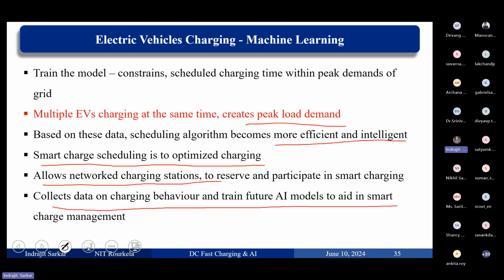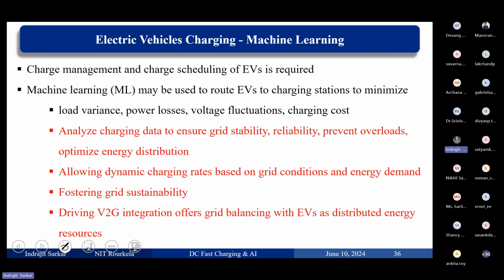It will store what the behavioral pattern was, the arrival time, the departure time, the SOC, the state of charge of the battery, and which charging level was selected. Those data it will store and further improve the model. So charge management and charge scheduling of EVs is required, and that is done by machine learning.